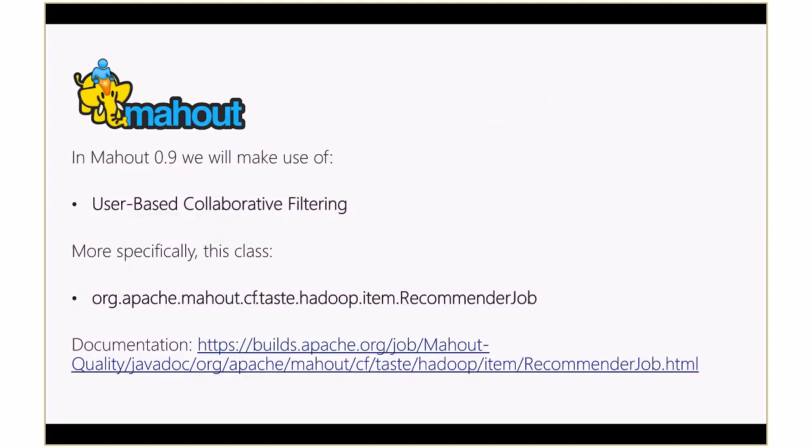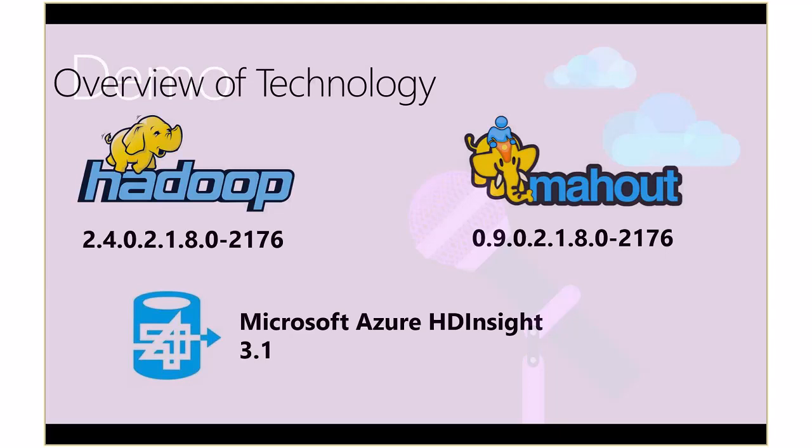So we'll be making use of something called user-based collaborative filtering, and that's exactly the idea that I've presented. And there's a class in the Mahout library called RecommenderJob, and that's going to be the one. So, I think we'll just get right into it then.